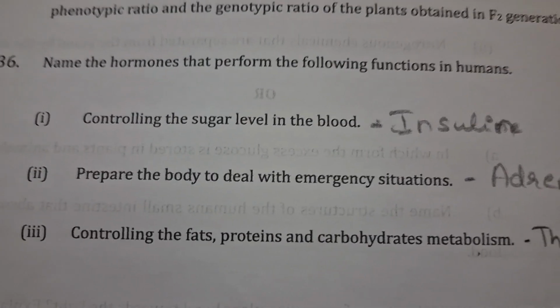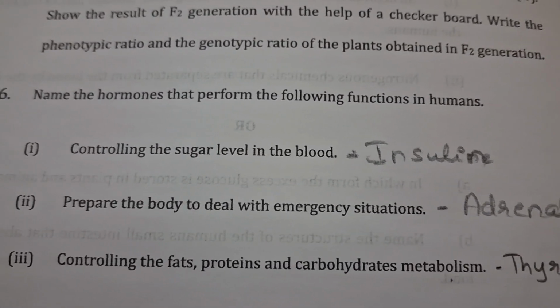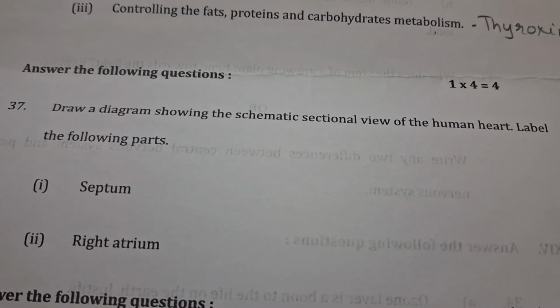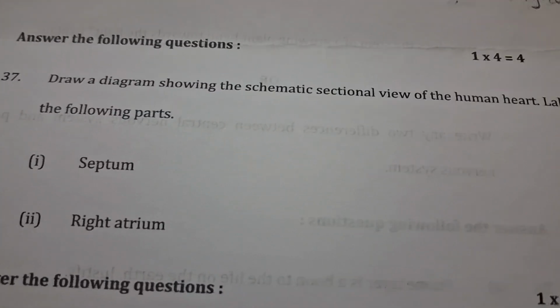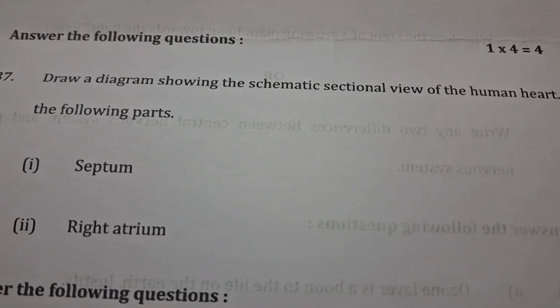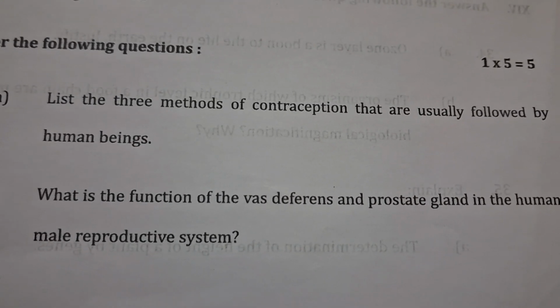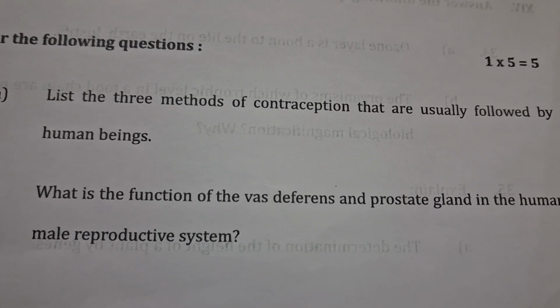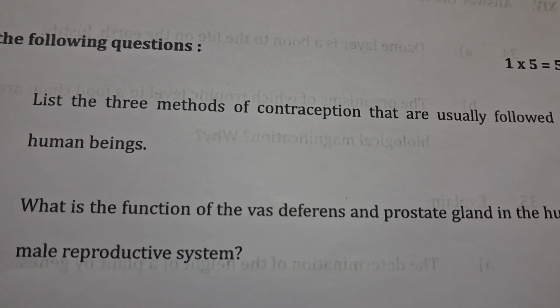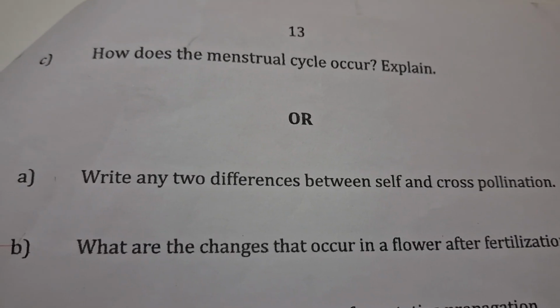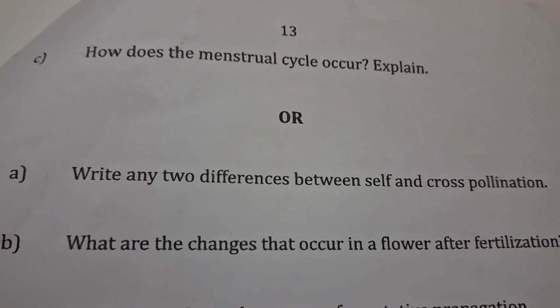So here objective type. Then and there I have written the answer. So you can just go through. Here they have asked septum and right atrium. Then 5 marks question. Contraception method. Then function of vas deferens and prostate gland. Menstruation cycle. This is also a frequently asked question.